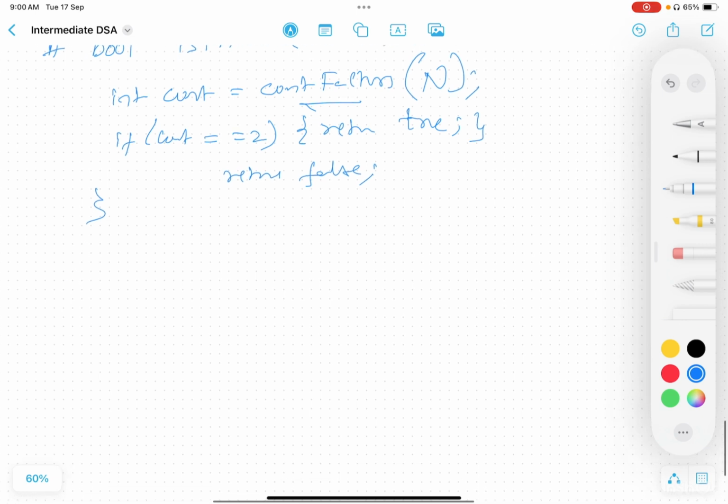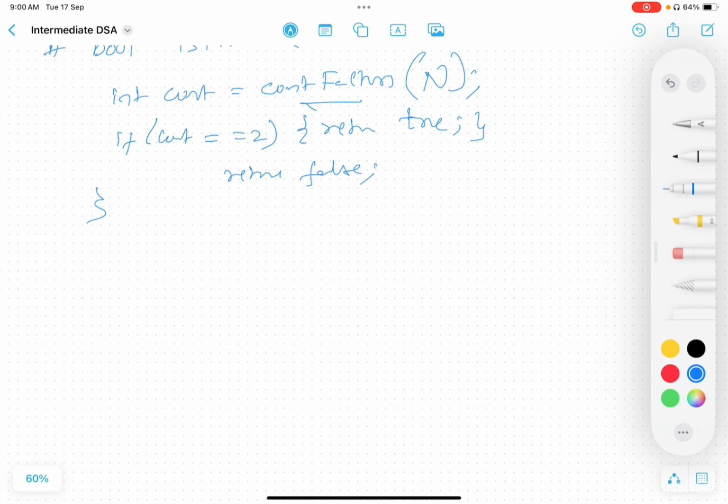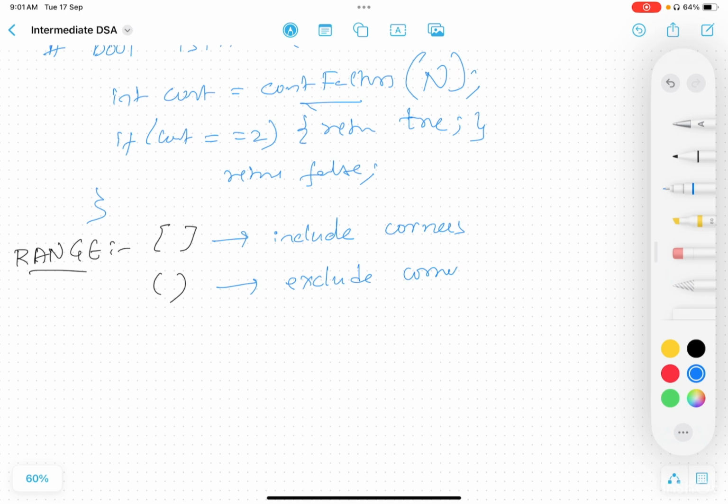We will see the concept of sum of n terms, and we'll see what is iteration and all. Let me talk about some other concept called range. What is range? Range means it's a series of numbers. Some numbers you include or exclude, right? There are two notations in mathematics. One is square brackets, one is open brackets. Square brackets means include corners. Open bracket means exclude corners.